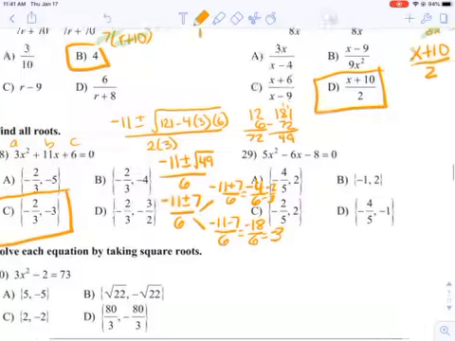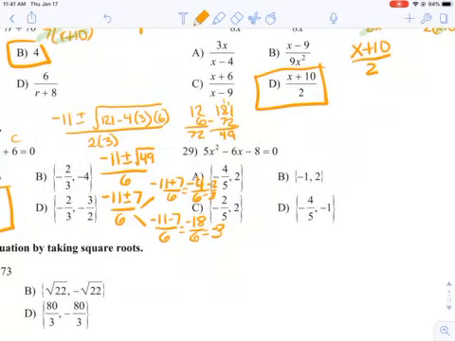And I kind of went into this problem, so I apologize. And you'll do the same thing with the next one. The opposite of B, 6 plus or minus the square root of B squared minus 4AC, all over 2A.